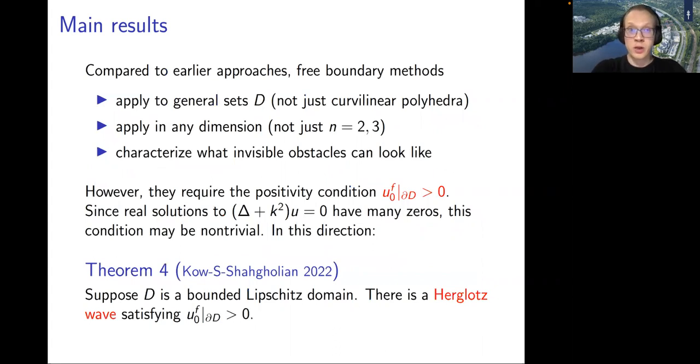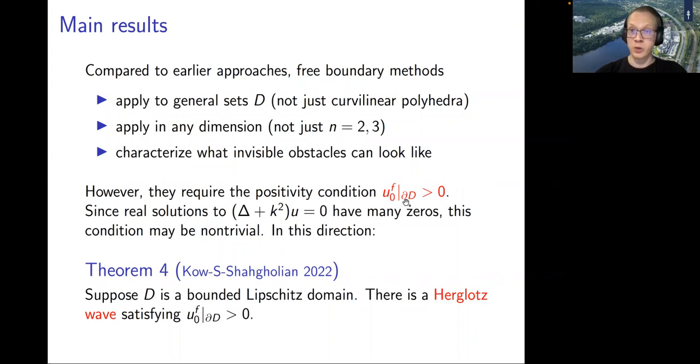And if you compare to these earlier corner scattering results, then these free boundary methods apply to very general sets D, general obstacles, not just curvilinear polyhedra, like in some of these corner scattering results. And they can apply in any dimension, not just n equal to 2 and 3, like in some of these early results. And they allow you to get an idea for some kind of characterization of what the invisible obstacles can look like. But on the other hand, all of these results require this positivity condition. So the incident wave u0 needs to be positive on the boundary of D.